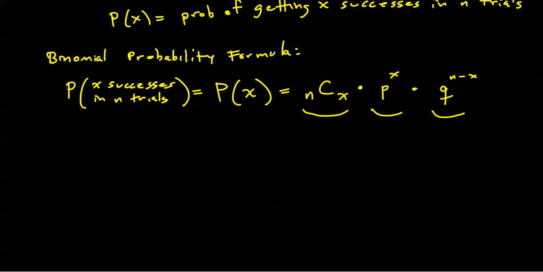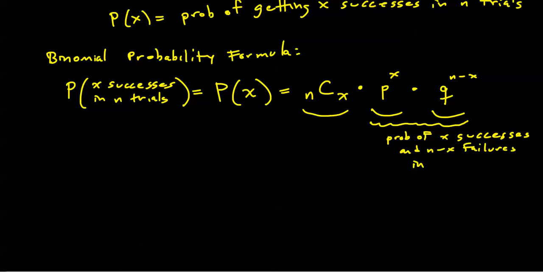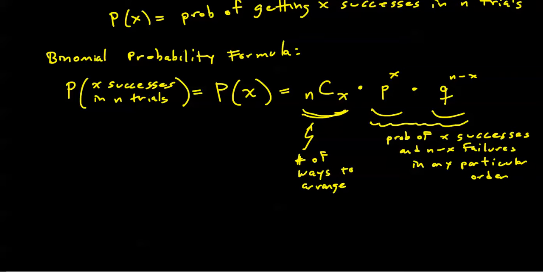Okay? So really this product here, p to the x times q to the n minus x, is the probability of x successes and n minus x failures in any particular order, and this factor here, this n choose x, in fact is the number of ways to arrange x successes and n minus x failures.